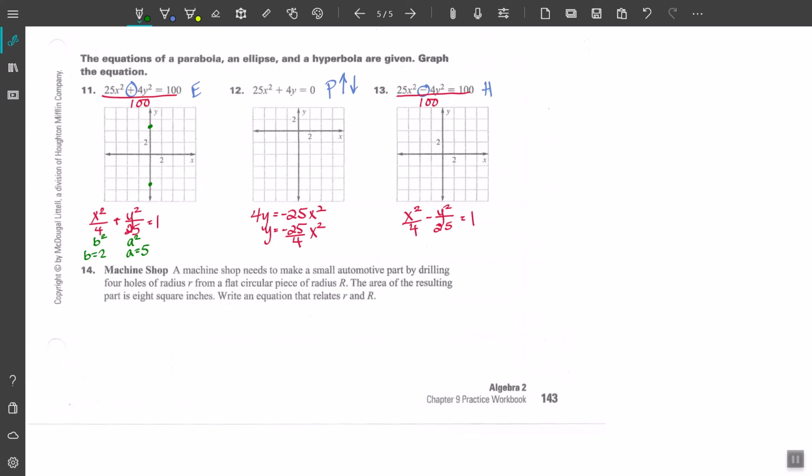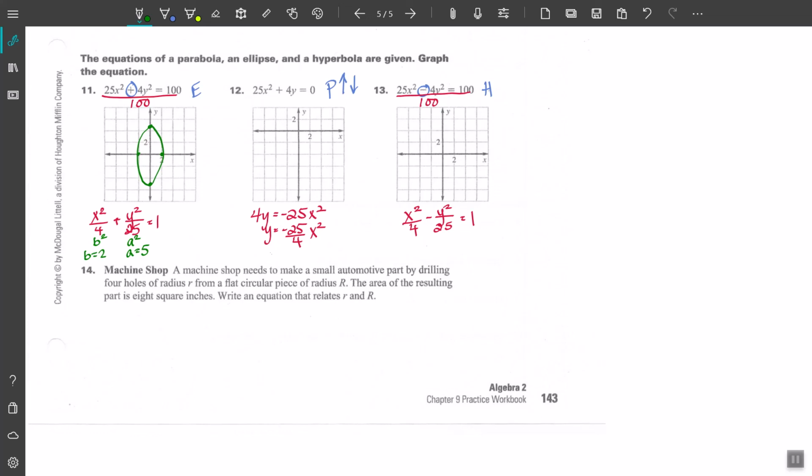And then the b term is 2, so I'm going to come out from the origin to the left and right 2 units. That would be my minor axis if I were to connect those dots. And then I'm just going to circle those into an ellipse as best as possible.